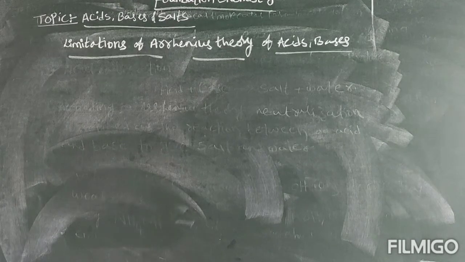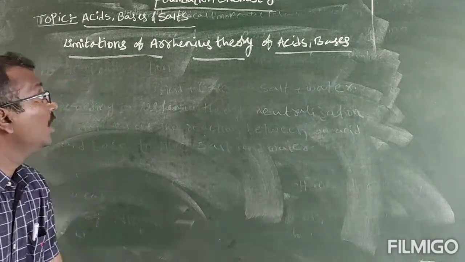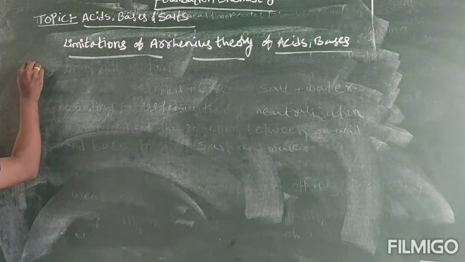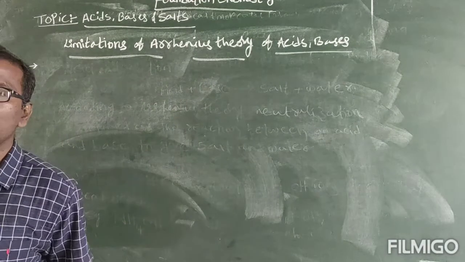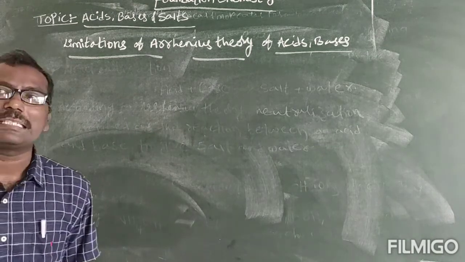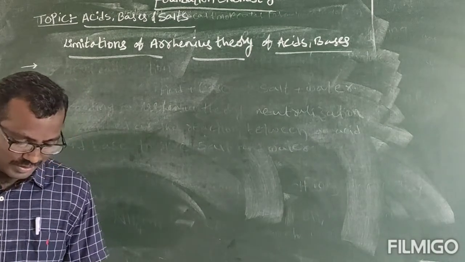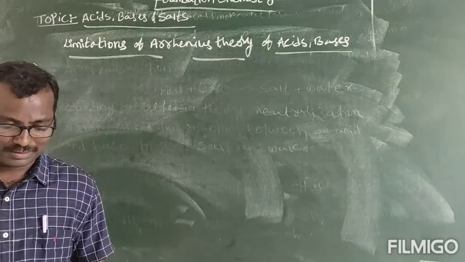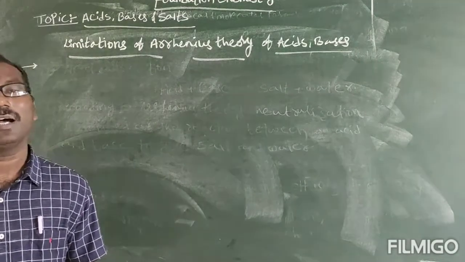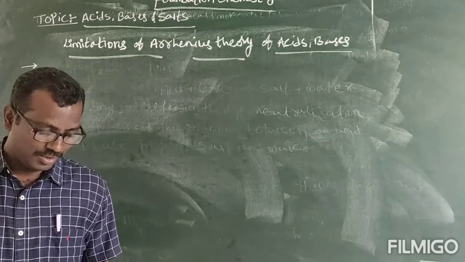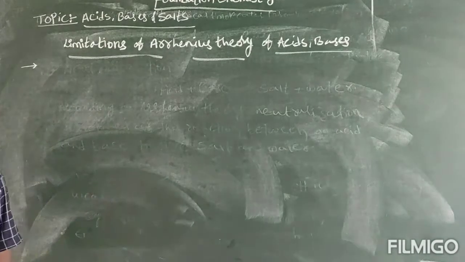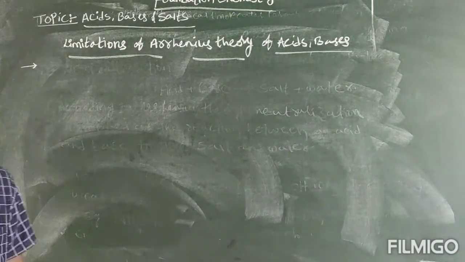Now we will be discussing about the limitations of Arrhenius theory of acids and bases. What is the major limitation means? It is applicable only to aqueous solutions. So when you dissolve any substance, the solvent should be water, only water. That is the major drawback. It is confined only to the aqueous solutions. So it could not explain the nature of acidic or basic substances in gas phase or any other non-aqueous solutions. That is the major drawback.